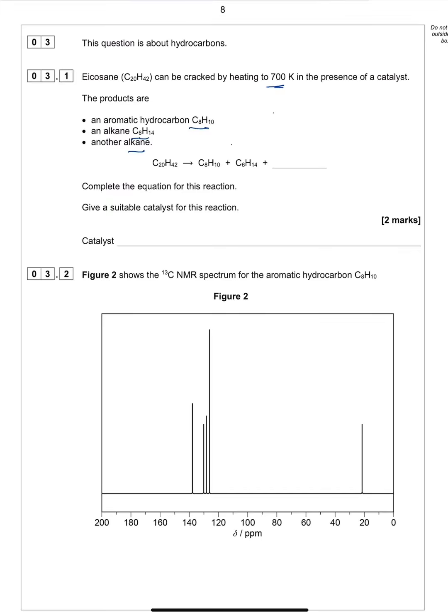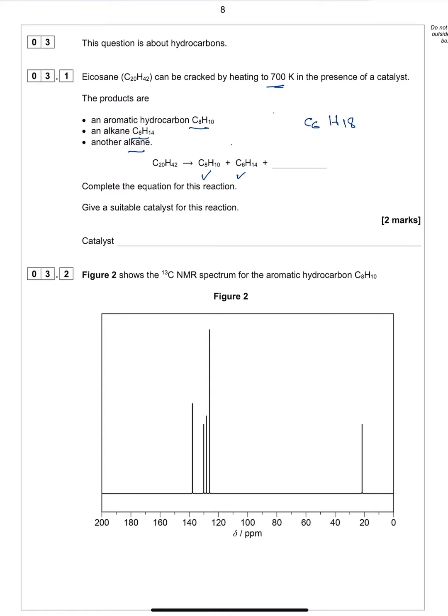They give you the equation and they want you to complete the equation for the reaction. So this is the aromatic one, C8H10, and this is the first alkane, C6H14. When you add the different carbons and hydrogens of the products and take that away from the total carbon and hydrogens of the reactant, you're going to find that the remaining carbons and hydrogens are C6H18, which means that we cannot have a single hydrocarbon there because C6 will never have 18 hydrogen.